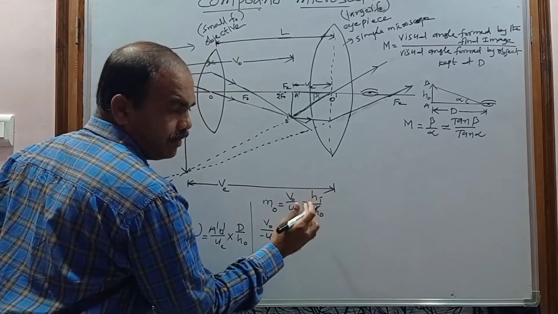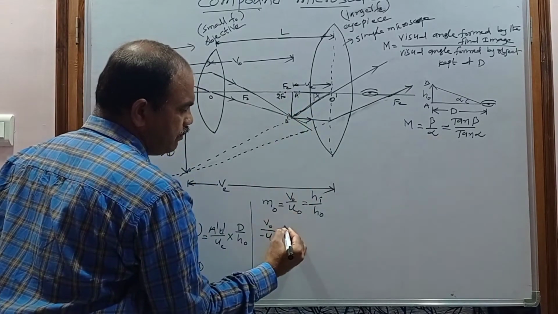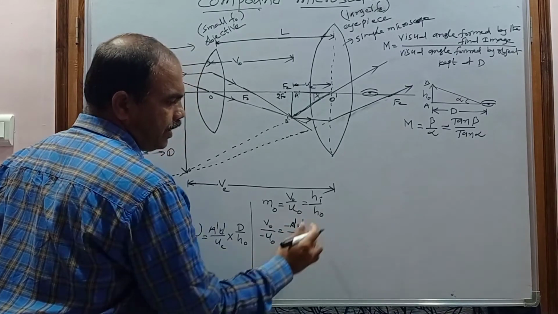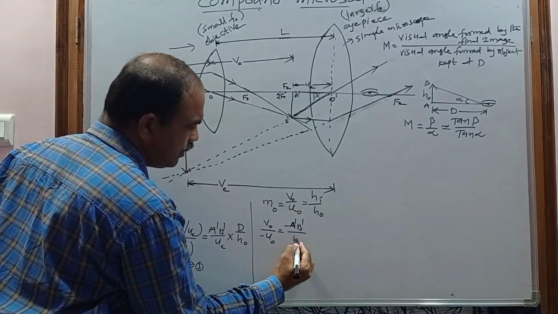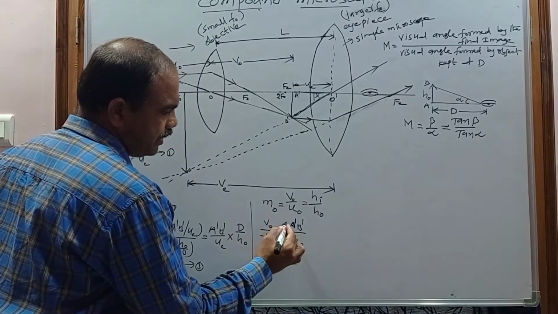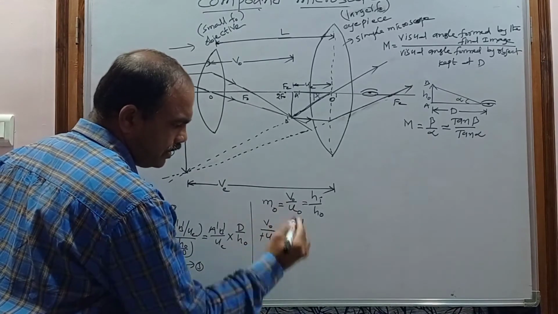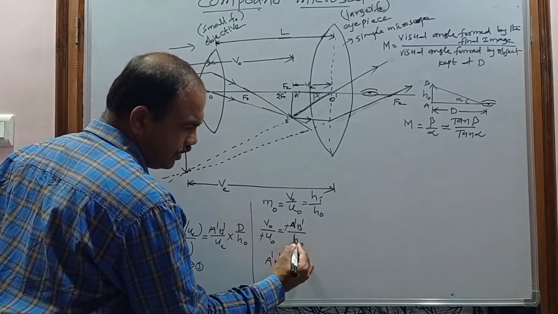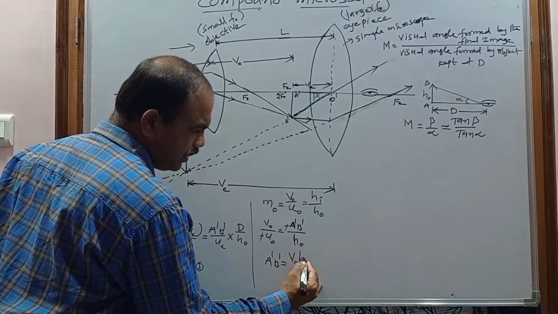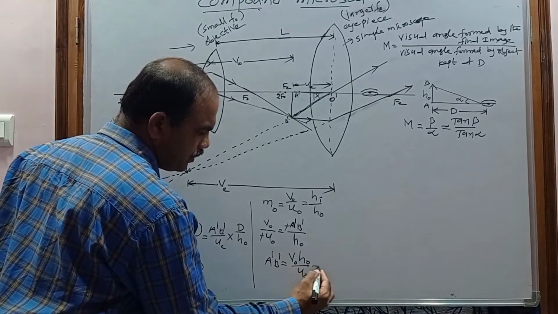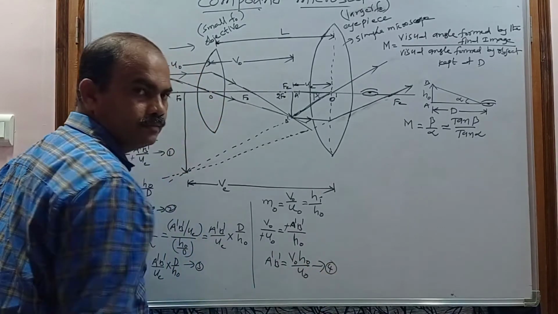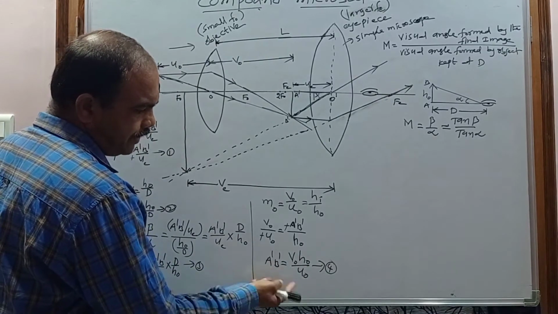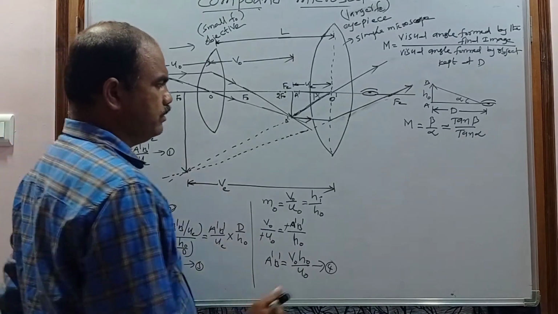So HI means height of the image. What is the height of the image? Minus A dash B dash, by the height of the object, which is H naught, as you already know. So this minus will be cancelled. From this equation, A dash B dash is equal to V naught into H naught by U naught, when we do the cross product. Now consider this equation as the fourth one. From equations 3 and 4, when A dash B dash is substituted in equation 3, what do you get?